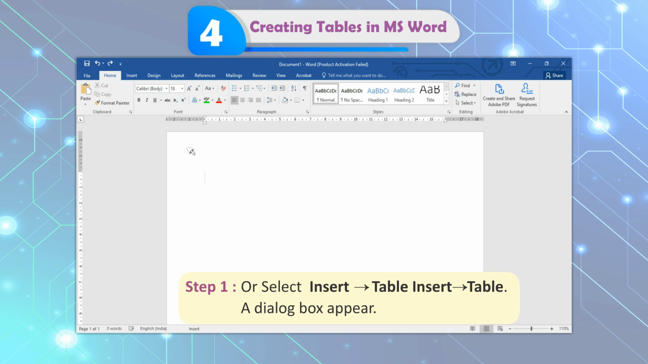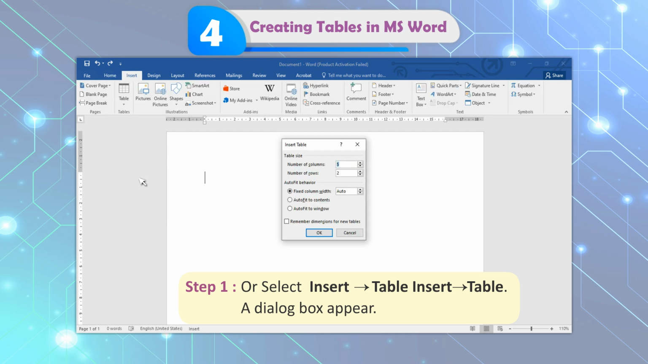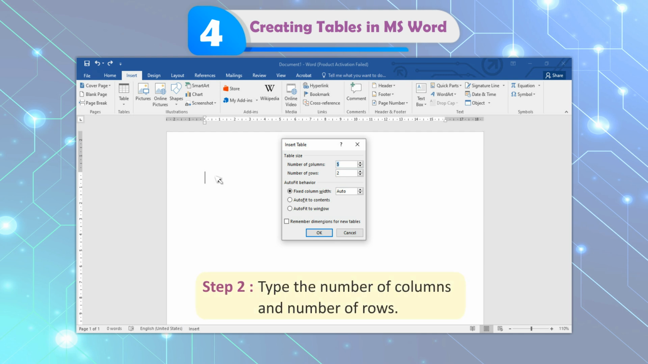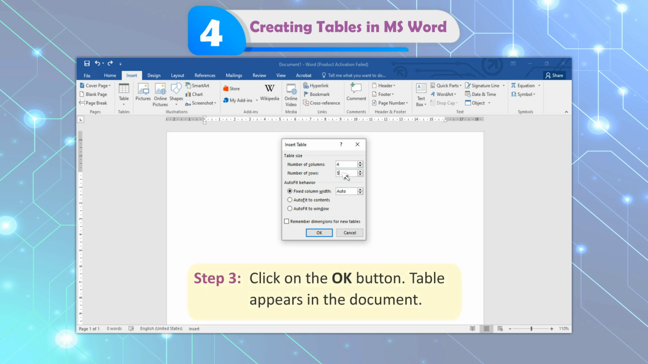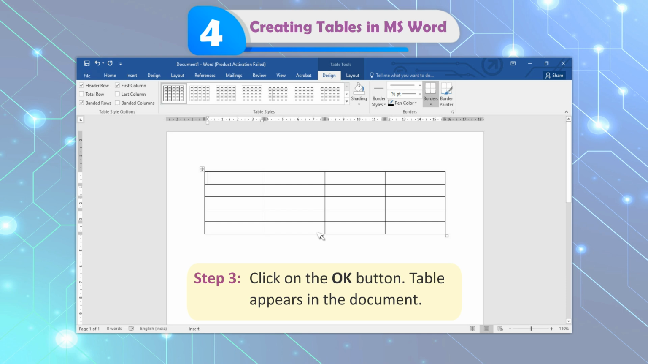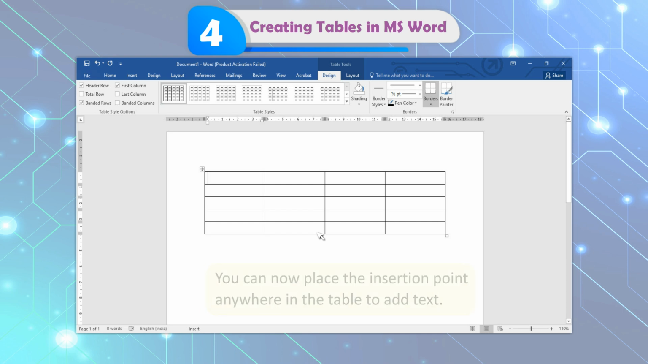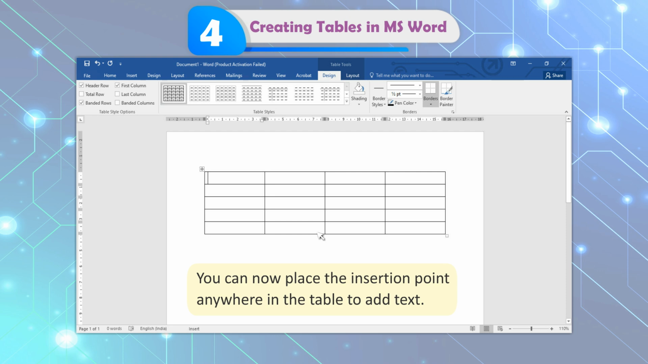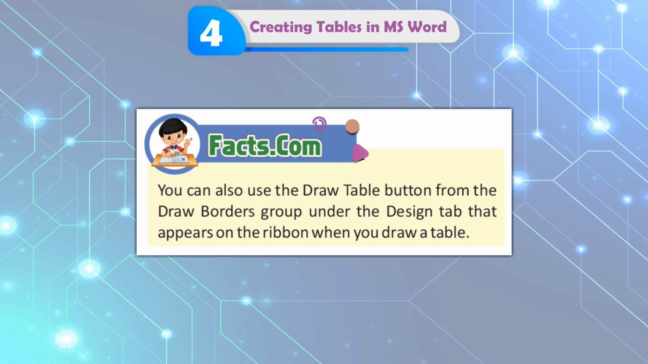Or Step 1. Select Insert Table. A dialog box appears. Step 2. Type the number of columns and number of rows. Step 3. Click on the OK button. Table appears in the document. You can now place the insertion point anywhere in the table to add text. You can also use the Draw Table button from the Draw Borders group under the Design tab that appears on the ribbon when you draw a table.